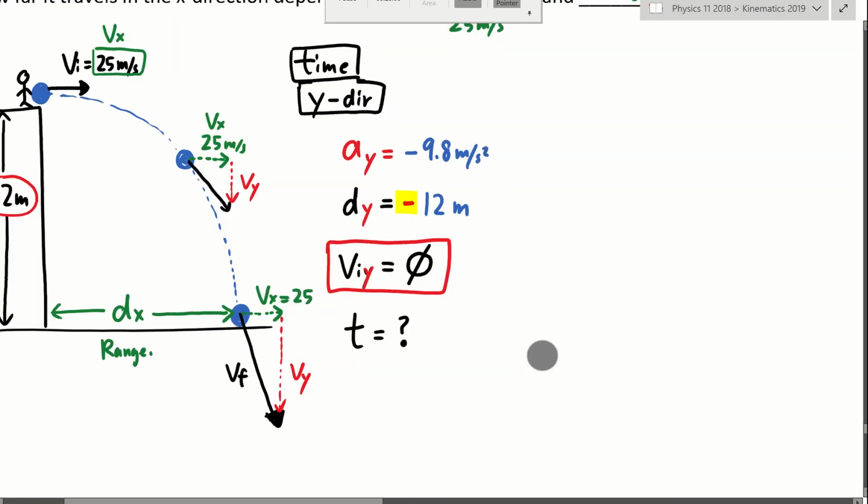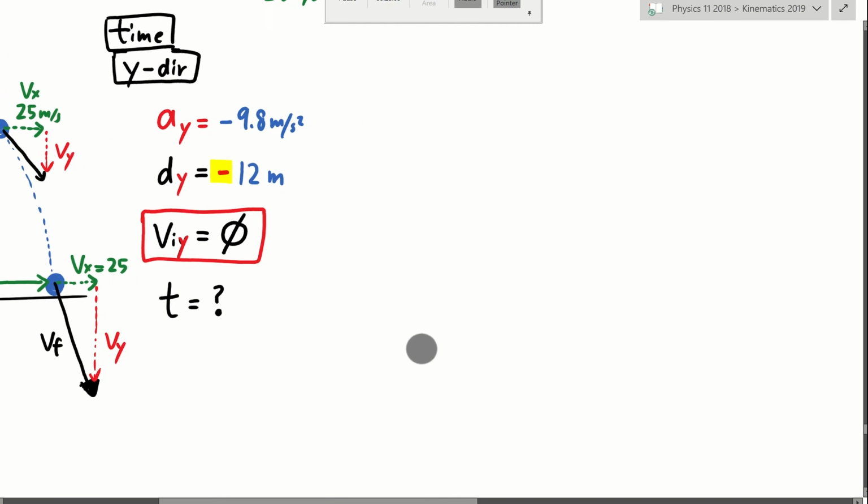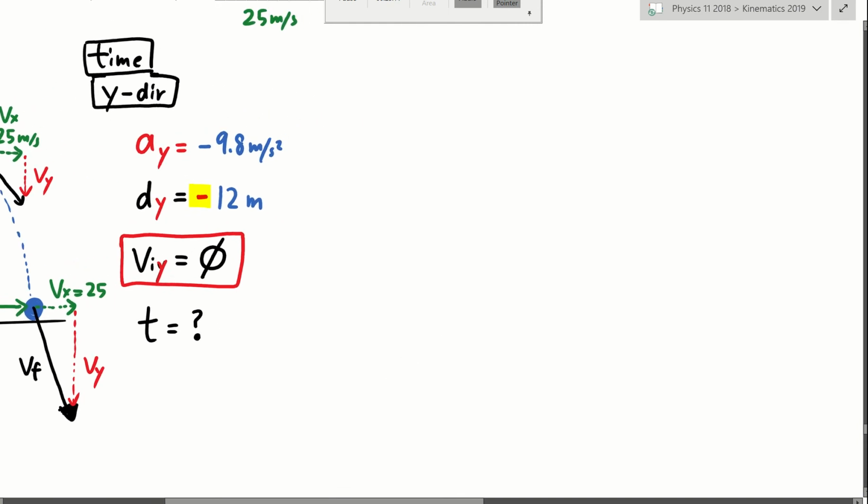So we need the big 3 because we have acceleration. One of the big 3 is going to help us with that. We don't have V final Y. I mean, yes, we could find it, but why do one more calculation, right? So we don't need it. So which one has no V final? Oh, the one with the displacement. There: displacement equals V initial t plus 1/2 a t squared.